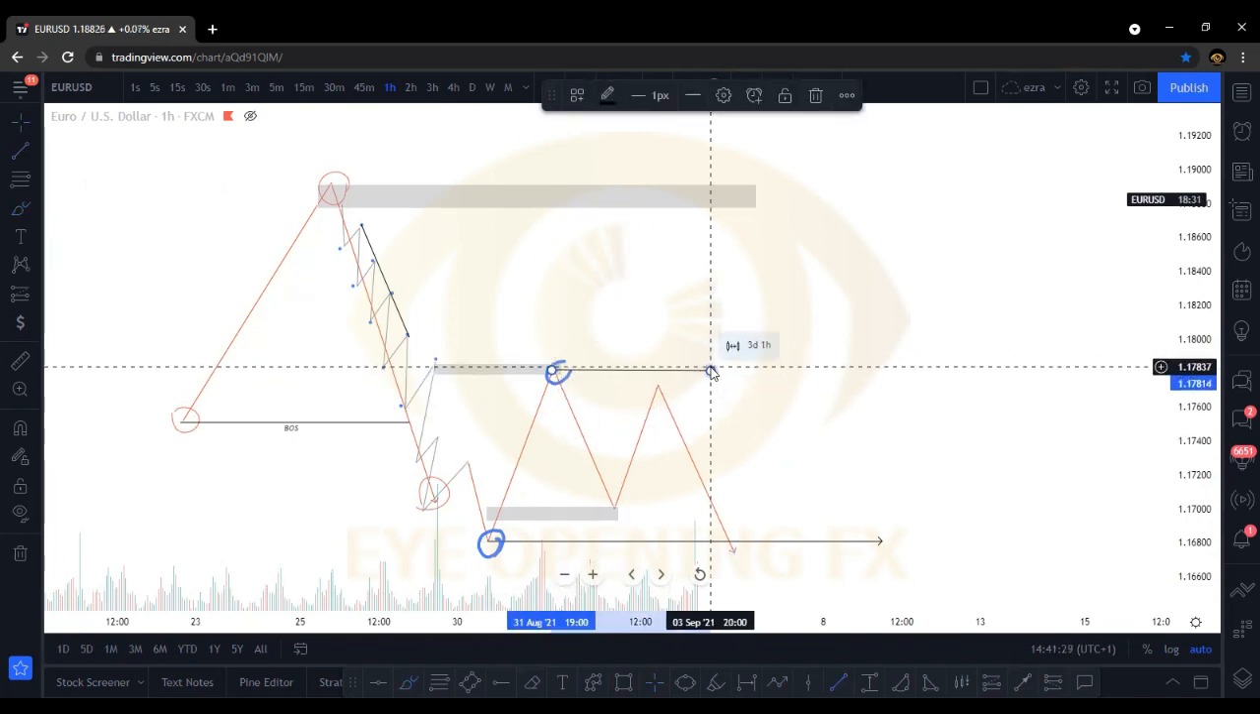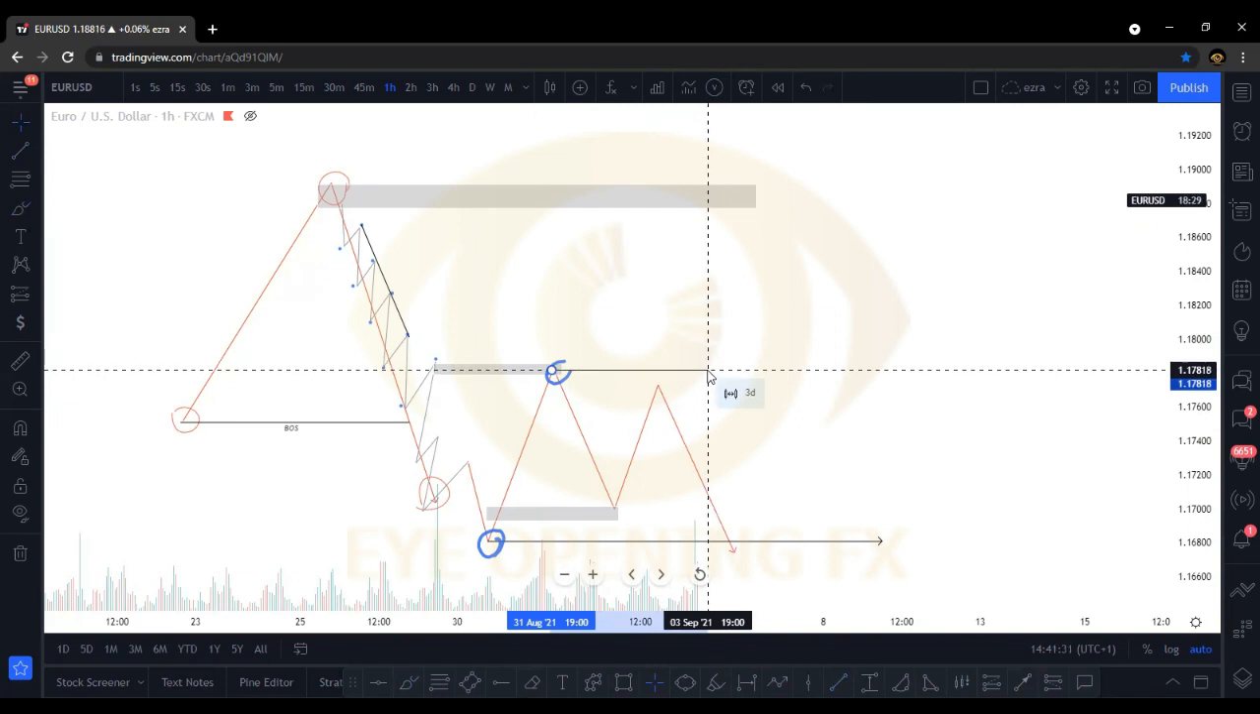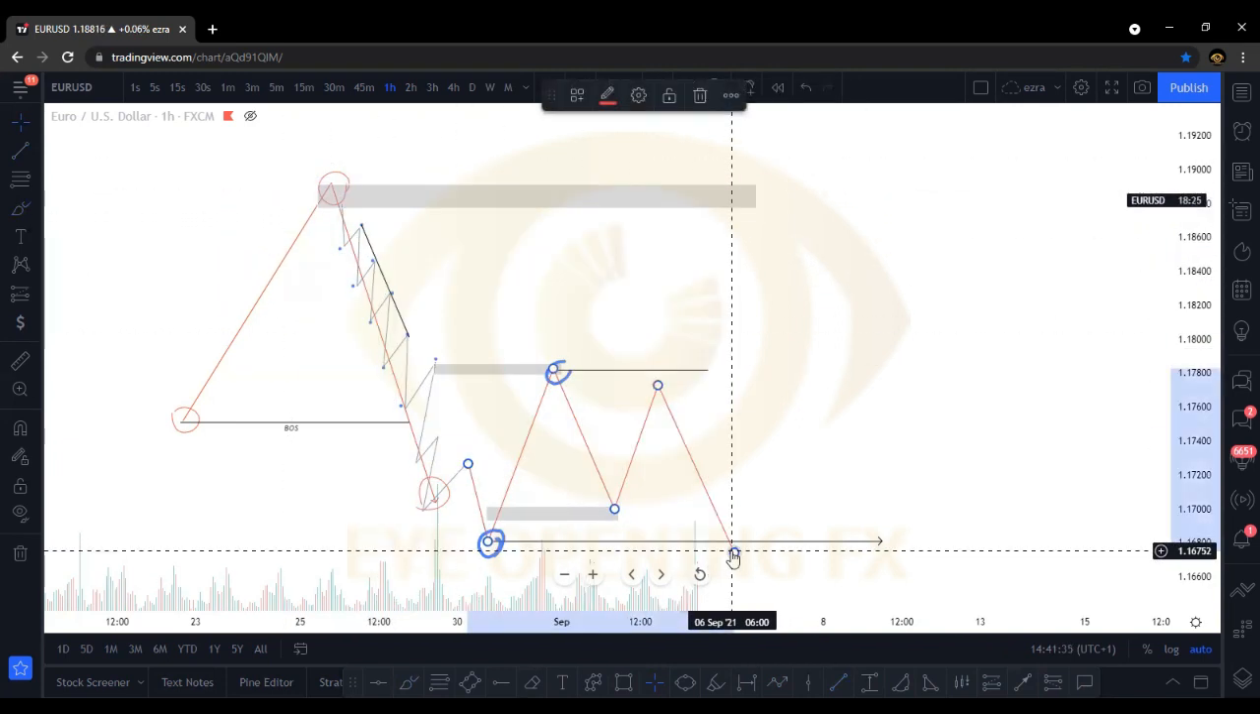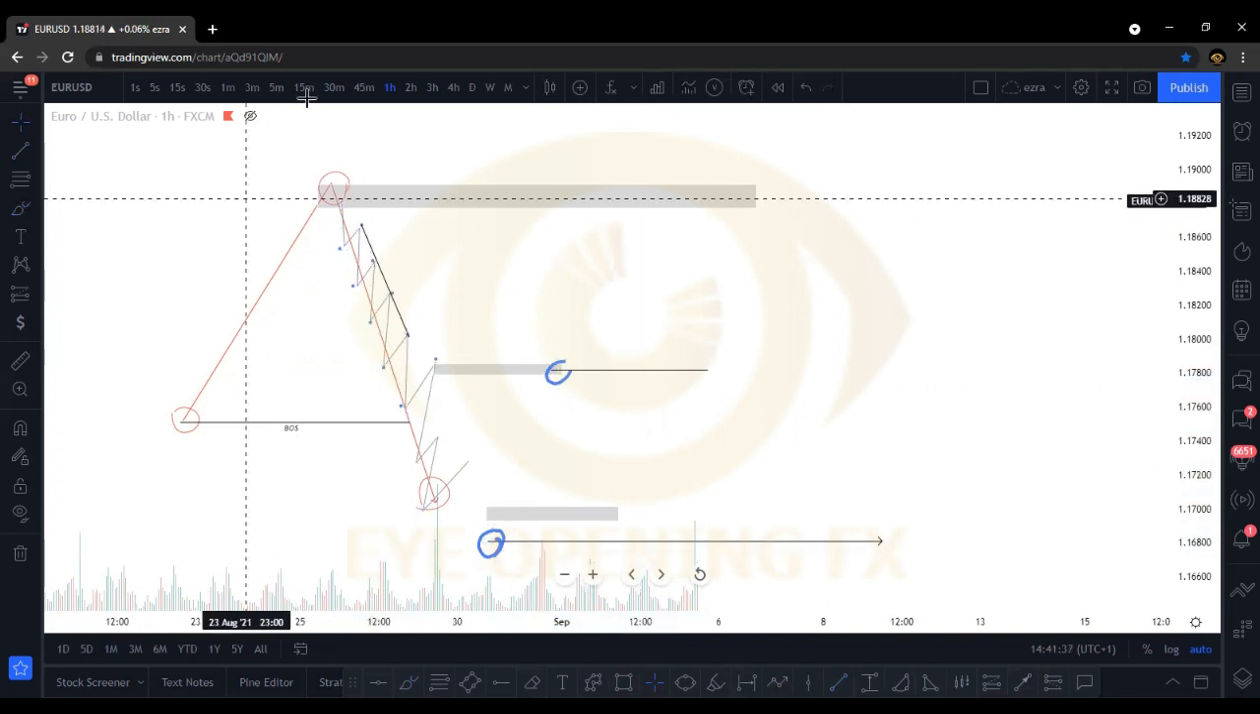So another point is how we use this again, how to understand our main BMS and fake BMS. Now, another point is this.